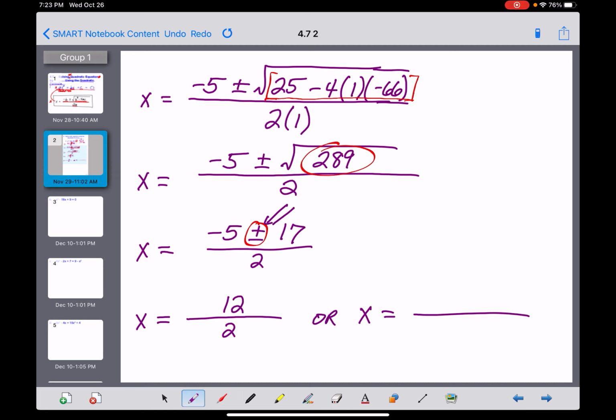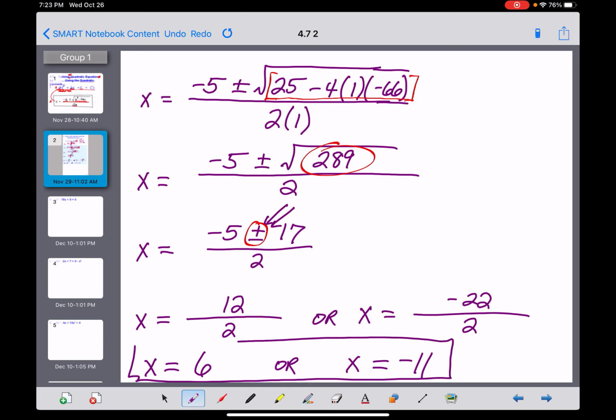Now the second case, we look at the negative here. Negative 5 minus 17 is negative 22. That all gets divided by 2 as well. So here's our 2 solutions now, guys. X equals 12 divided by 2 is 6. That's one of them. Or the second solution, negative 22 divided by 2 is negative 11. And those are my 2 solutions to this quadratic equation. Positive 6 or negative 11.